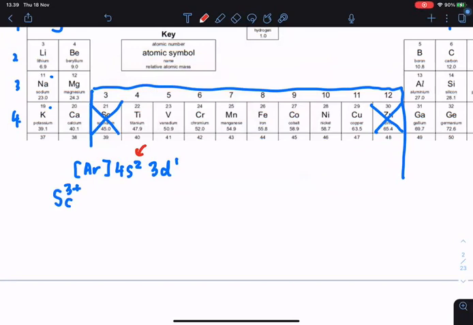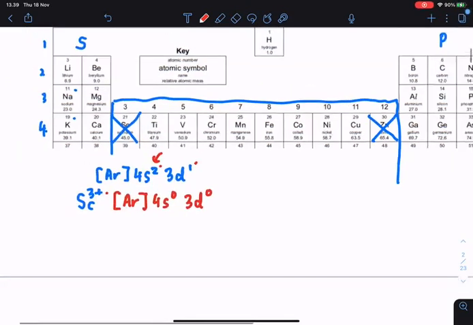The energy levels of 4s and 3d are almost similar, so when you remove, you also remove from 4s. You need to remove 3 electrons. You remove 1, you remove 2, so it becomes 4s0, and then you remove another one from 3d, so it becomes 3d0. I write it as argon, 4s0, 3d0.